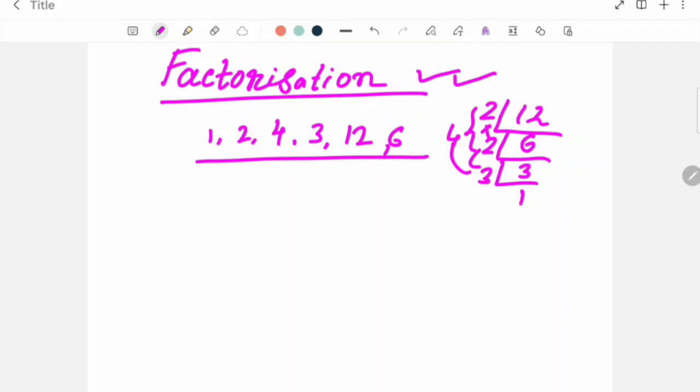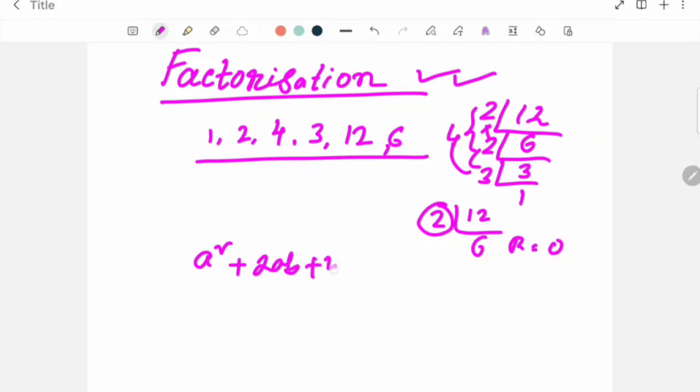So factorization means the numbers by which we can split, or if we divide that number by those numbers, the divisor, you will get a quotient but the remainder will be 0. Now for algebraic factorization, suppose an expression is there, like a square plus 2ab plus b square. What is it? It is an algebraic expression. If we factorize this, what will we get?